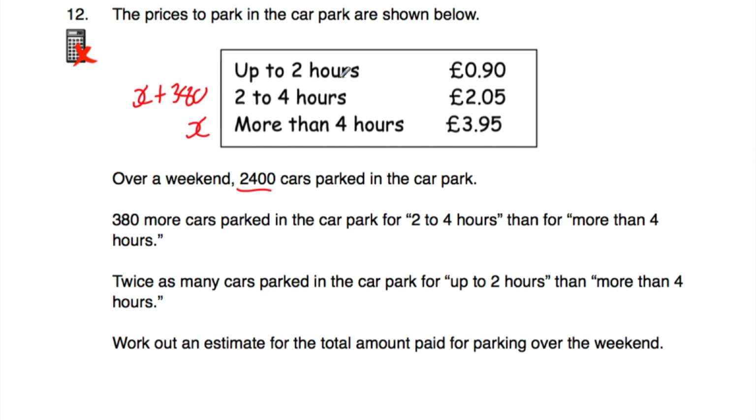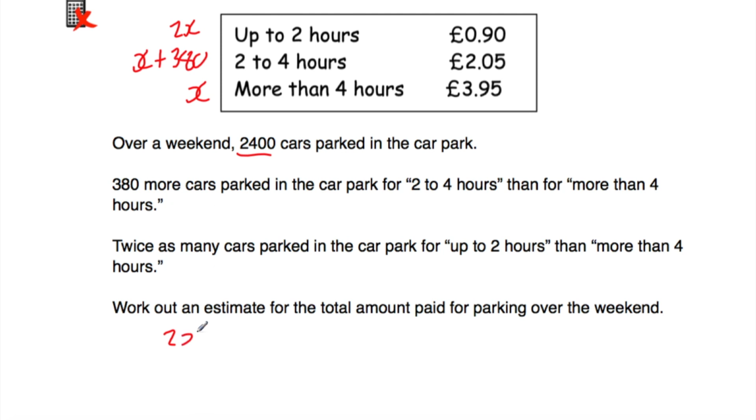And then we're told that twice as many cars parked in the car park for up to 2 hours than for more than 4 hours. So twice as many, so 2 times this number would be 2x. So now we've got algebraic expressions for the number of cars that parked for more than 4 hours, between 2 and 4 hours, and for up to 2 hours. And we know that these numbers will add together to be 2,400. So that's an equation we can form. If we add these expressions up, we'd have 2x plus 380 plus x, and that would be equal to 2,400. And if we solve that equation, we'll be able to find out how many cars parked for all of these times.